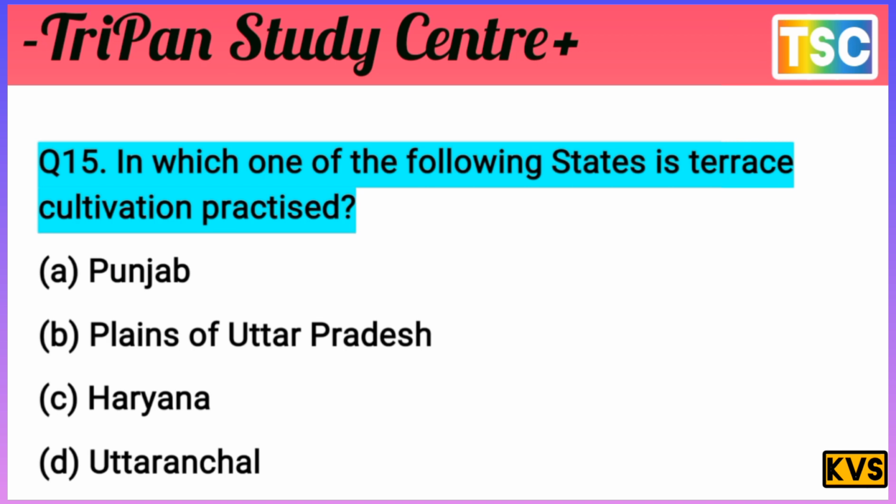Which state is cultivation practiced here? That's an important question. Punjab, there is nothing here. Uttar Pradesh is nothing, and Haryana is nothing here. But Uttaranchal is the most important answer for this question. The answer is D. That's important. Let's see the next question.